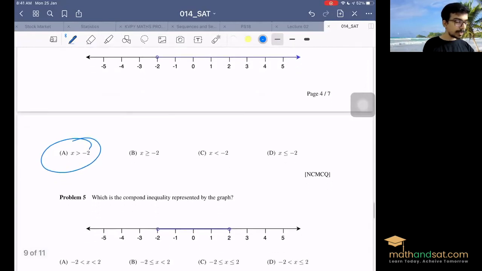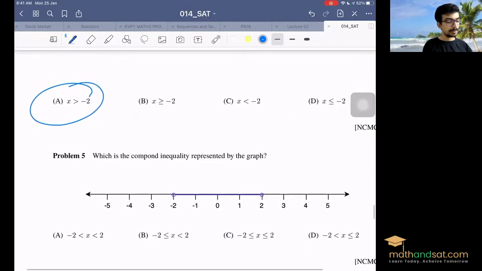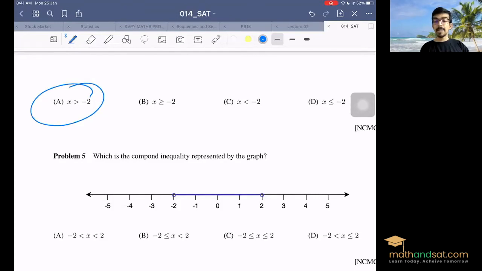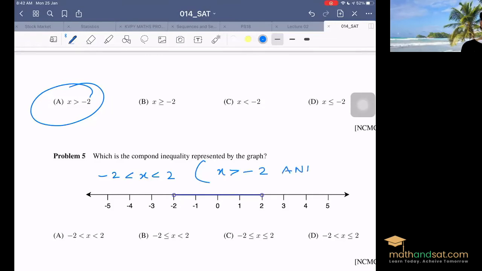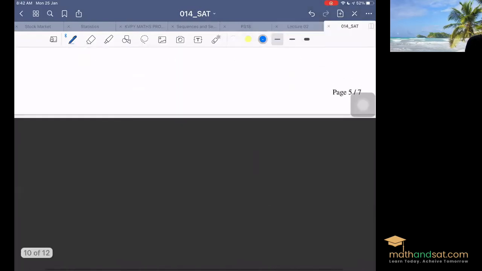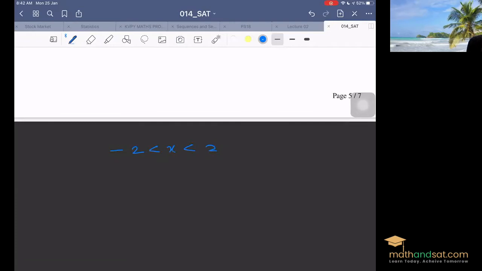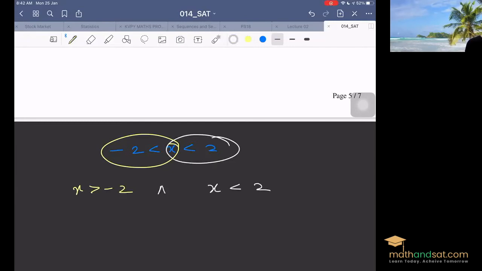Here, which compound inequality is represented by the graph? Of course, the region between minus 2 and 2 is selected. Here you can see that it is minus 2 less than x less than 2. Actually, this includes two inequalities: x is greater than minus 2 and x is less than 2. These are combined. When somebody tells you minus 2 less than x less than 2, this contains two inequalities. One is x greater than minus 2, another is x less than 2, and of course it is understood that they are connected by AND.